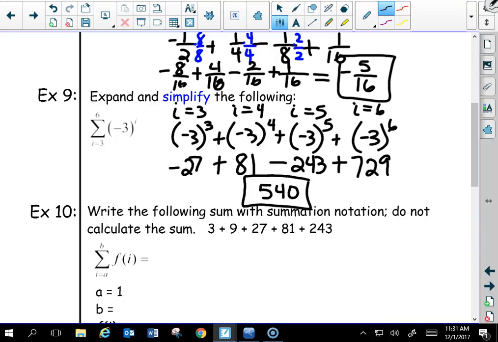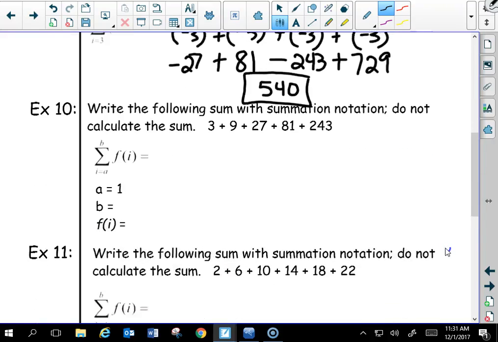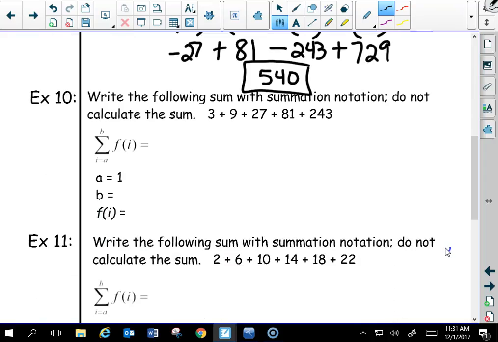Okay, now we're going to write the following sum with summation notation. Do not calculate the sum. Now we're going the other direction. They're asking us to figure out what goes here. Okay, now, fortunately, they're telling us what I starts at. So I'm going to write my I's just right above.